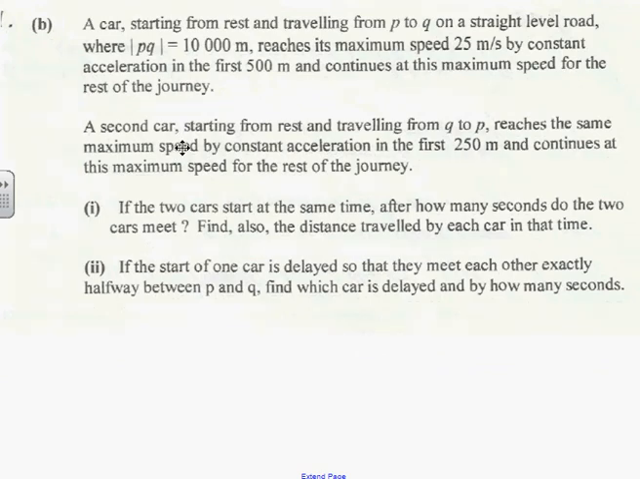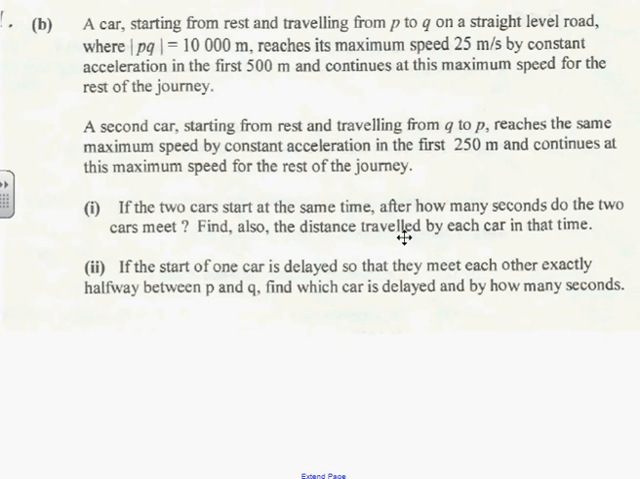A second car starting from rest and traveling from Q to P, basically the opposite direction, reaches the same maximum speed by constant acceleration in the first 250 meters and continues at this maximum speed for the rest of the journey. If the two cars start at the same time, after how many seconds do the two cars meet? Also find the distance travelled by each one.